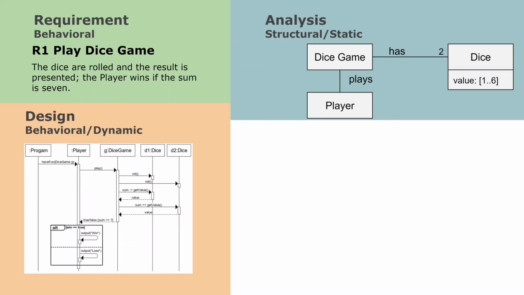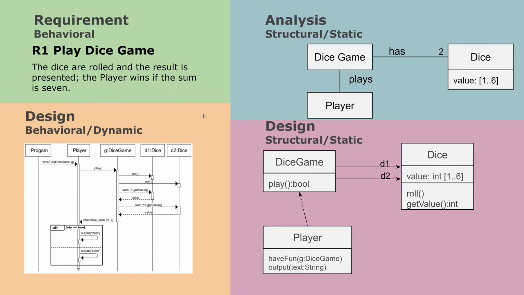For example, the dice game tells the dice to roll itself, and it collects the value from the dice, and it returns true or false based on this condition if the sum is 7. And the player outputs something on the screen for the end user to see. And we can also take a look at the structural design view here, a class diagram for the design. It's quite similar to the analysis in this case, maybe a little bit more detailed only because we have added these messages that needs to be sent between the objects so that the requirement can be fulfilled.